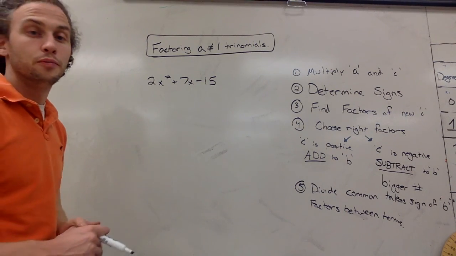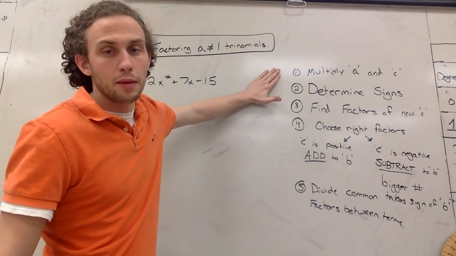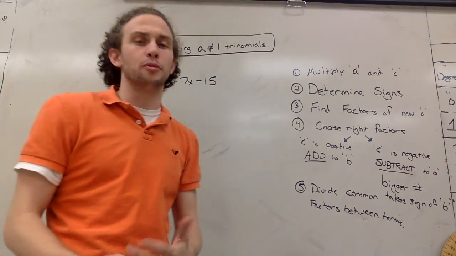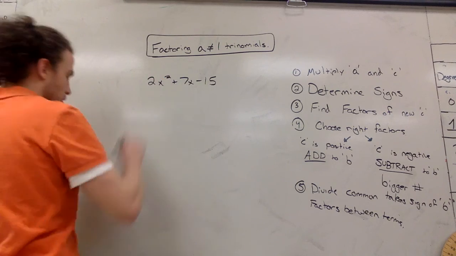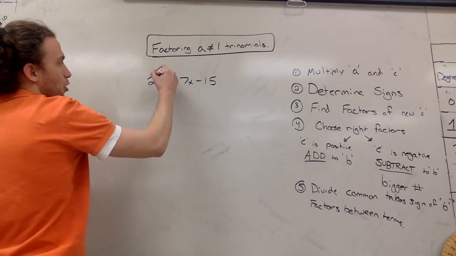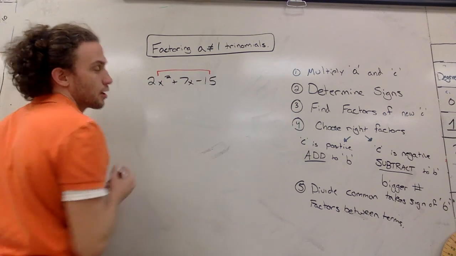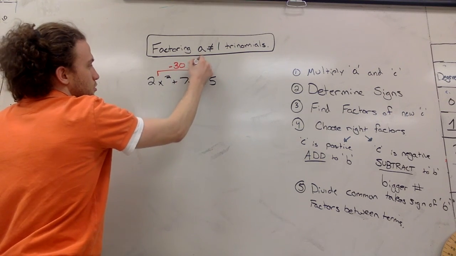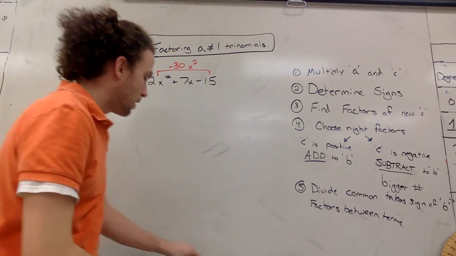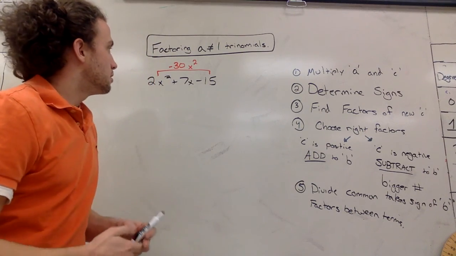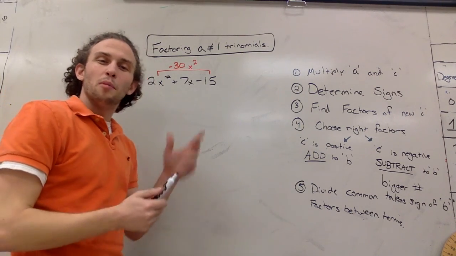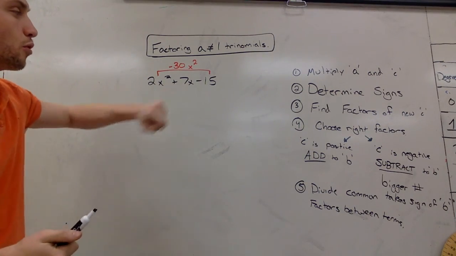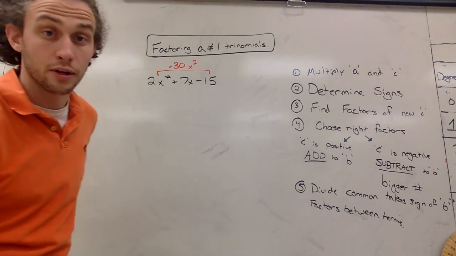So what we have to do, the first step, is to multiply my a and my c, my first and my last term together. I had to multiply those together. So I look and I say, okay, I multiply these together. That gives me a negative 30x squared. Now, what I have to do is try to figure out what multiplies to a negative 30x squared, but adds to a 7x, or find the factors of a negative 30x squared.